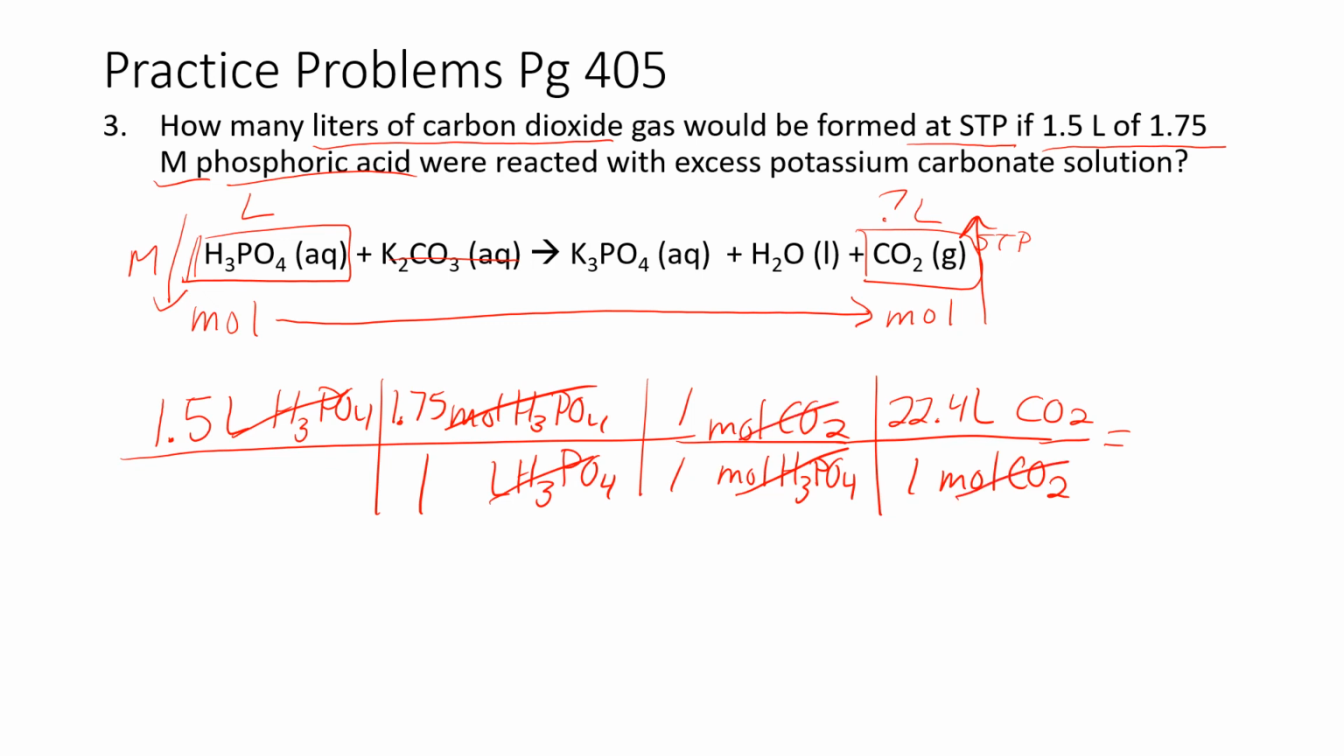So this one's actually a pretty straightforward calculation. So 1.5 times 1.75 times 22.4, we get, let's see, we have 2 significant figures here. We are given a second value with 3 significant figures. Because we have 2 givens, we want to use the one with fewer significant figures, so we go with 2 sig figs. Okay, so our answer we end up with should be 59 liters of carbon dioxide gas.